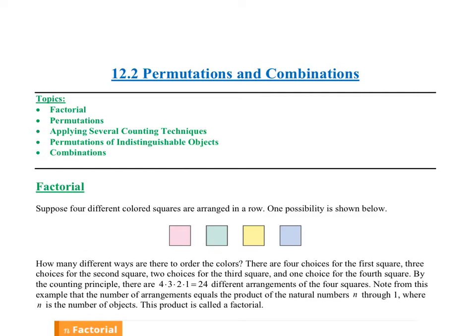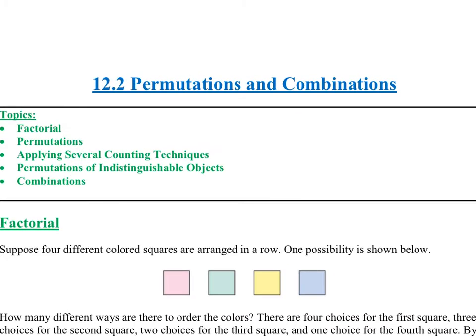What if it gets a little more complicated? And that's what this section is about right here. 12.2 Permutations and Combinations. I want you to write 2 words under here. Permutations, I want you to write order matters. And under combinations, I want you to write order does not matter. Very, very important for you to write and understand these 2 different things.